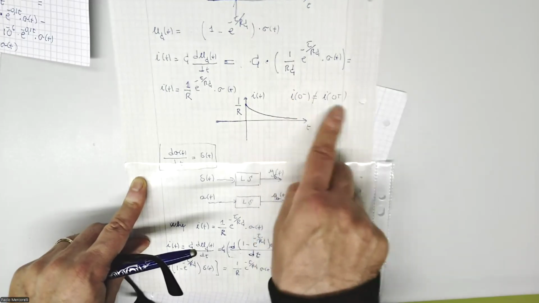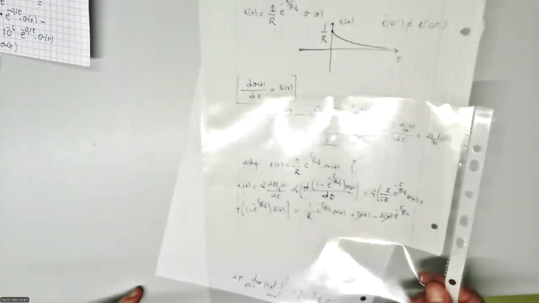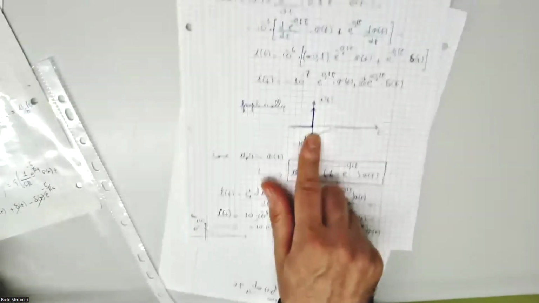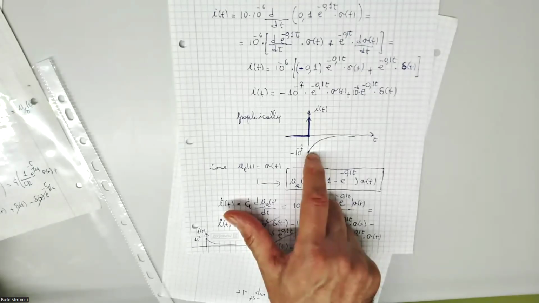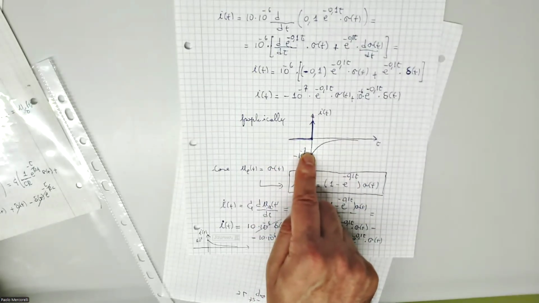It is extremely important to analyze what happens between 0 minus and 0 plus. In case of impulsive input, if the voltage is impulsive, this is the current, which is impulsive.